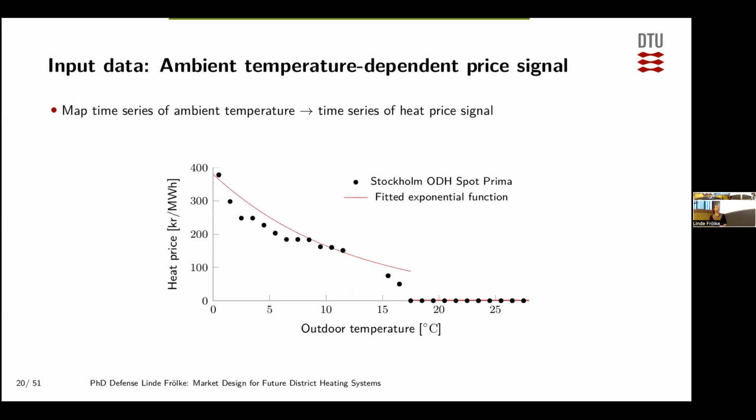As a price signal in this study, we used a signal that comes from the district heating system of Stockholm, where they're using an outdoor temperature dependent price signal that you can see here. So here we can see the heat price on the y-axis and the outdoor temperature on the x-axis. And it can be seen that the higher the temperature outside, the lower the price of heat that they will receive. And this is because usually the heat load in the system also follows this pattern. So this function we use to map the input of ambient temperature to a time series of the heat price signal.